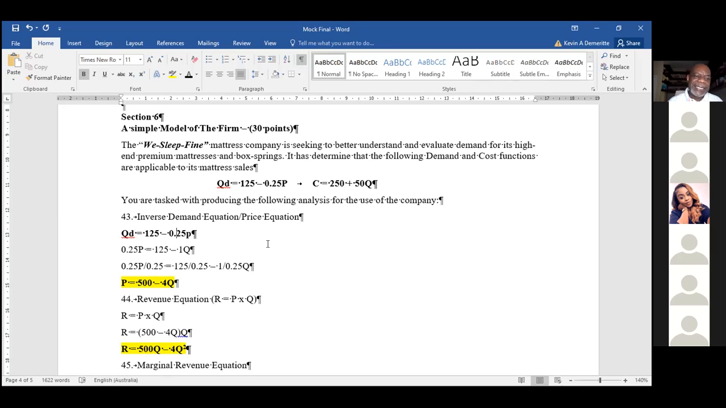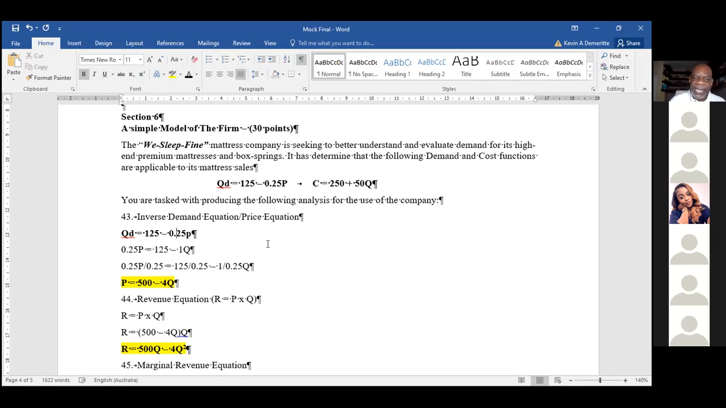So on the left-hand side, that's 0.25 P, we divided that by 0.25. Then each element on the right-hand side, we also have to divide by 0.25. So we divide the 125 by 0.25 and the 1Q by 0.25. So 125 divided by 0.25 is 500.